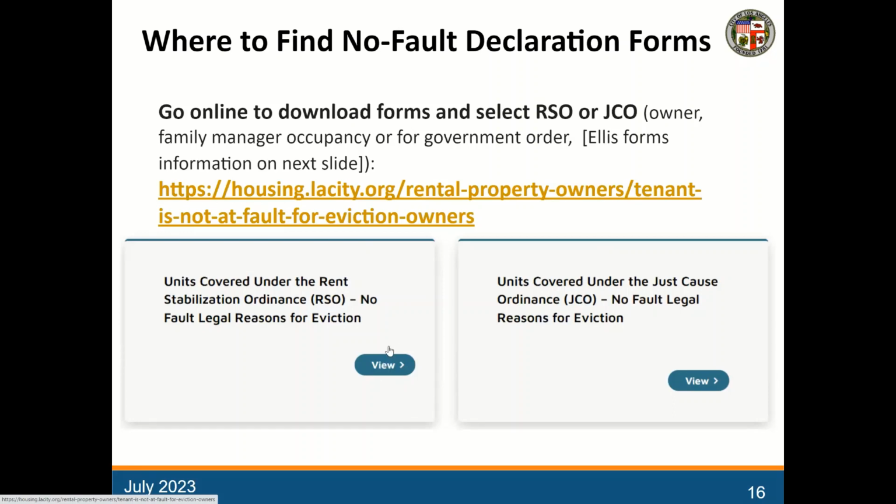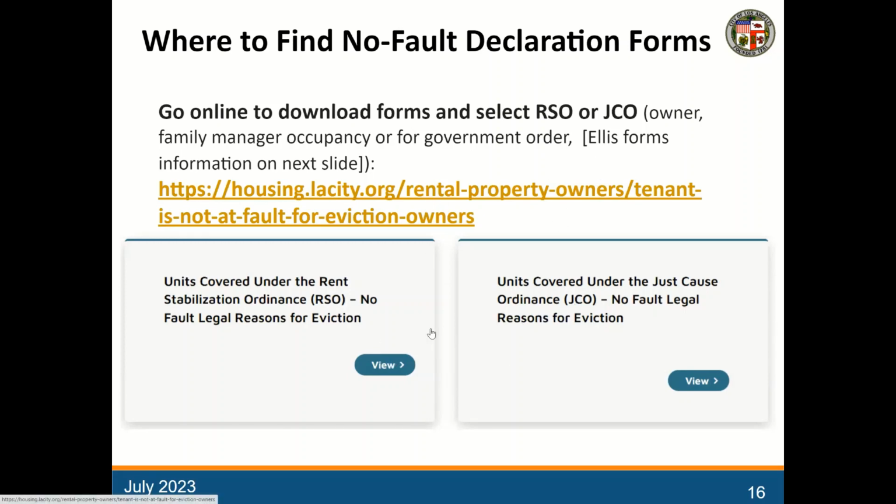Now, depending on whether your unit is subject to the RSO or the just cause ordinance, you will select a different box. That is why the presentation started with an overview of how to determine if it's RSO or not, because it will be important when you fill out the form. Some forms are the same, some forms are different. So we recommend you start at this web page and work your way through the options.